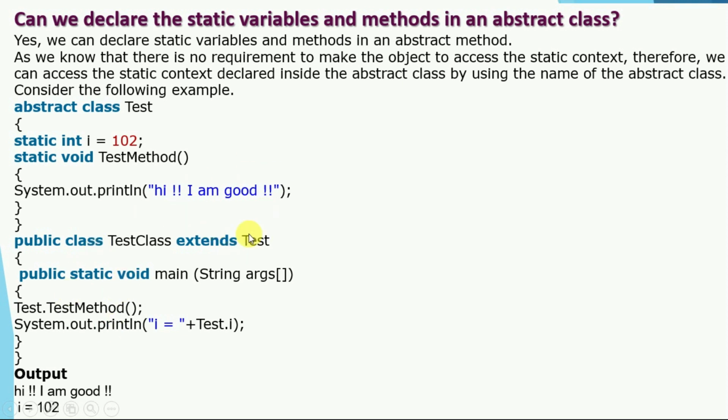But as we know, there is no requirement to create an object to access a static constant. Therefore we can access the static constant declared inside the abstract class by using the name of the abstract class. Using this name, we can access the members, methods, and variables of that abstract class. So I hope you understood.